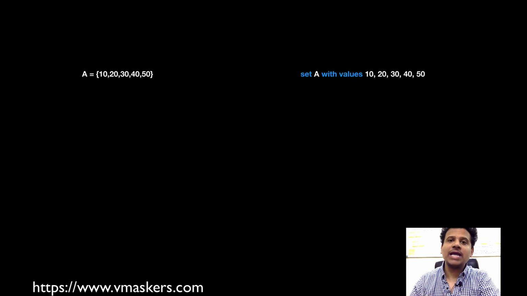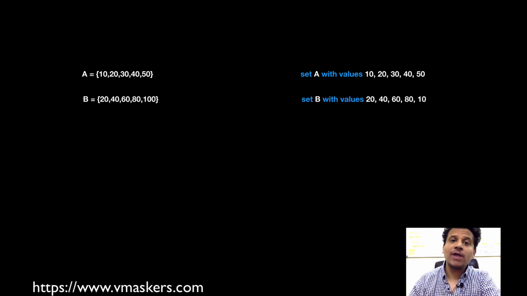Let's again see our program in a graphical version. So we define sets in curly braces. So we define set A with values 10, 20, 30, 40, 50. So we define set B with values 20, 40, 60, 80, 100. So this will give us the union between two sets. Union means all the elements present in both the sets.